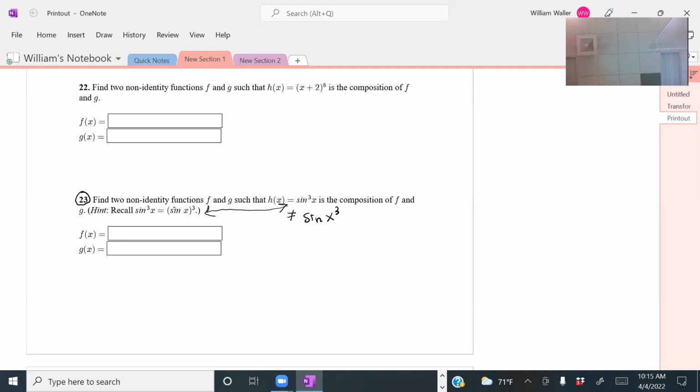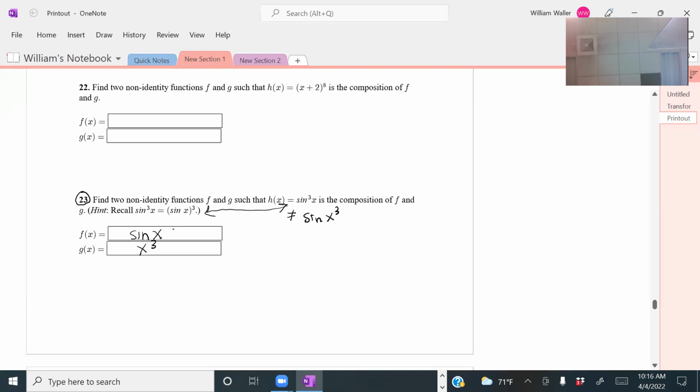Yeah, so you have sine of x, and then you have a cube, right? So one of the functions, let's make sine of x, and the other one will be the cubing function. So it's just a matter of picking which one you want. Okay, so you might get it backwards. Maybe this is backwards. So let's let f be sine of x, and then let's let g be x cubed, the function that cubes its input, because those are the two key operations that are happening here.